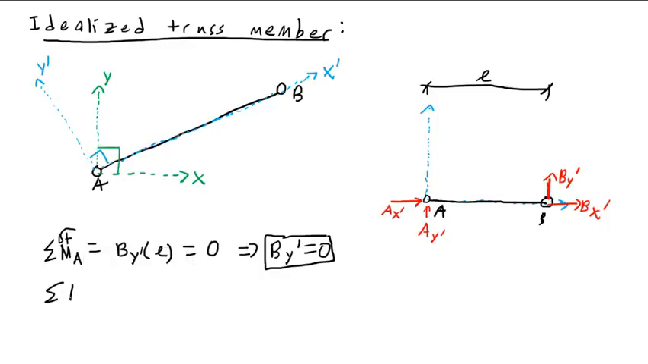Okay, now let me do the opposite. Sum of moments about B is equal to negative AY prime, also times length L, equals zero. Look at that. AY prime is also equal to zero.